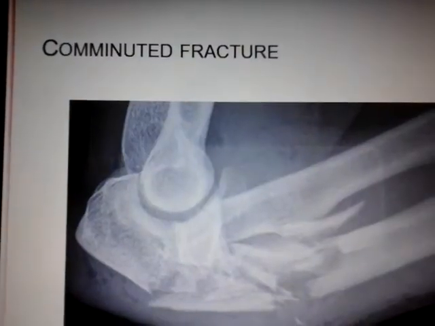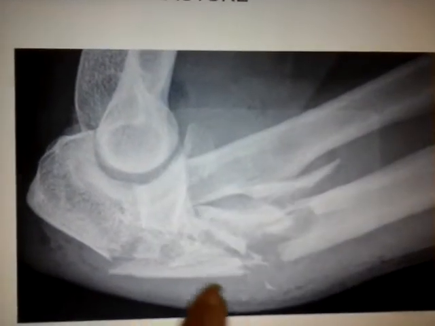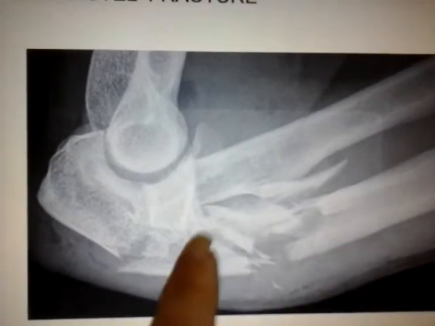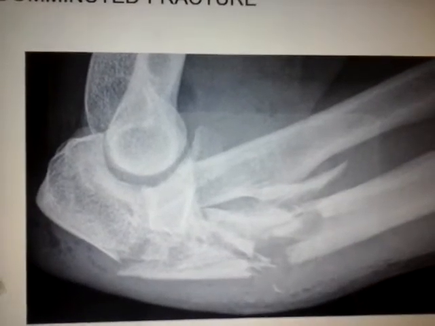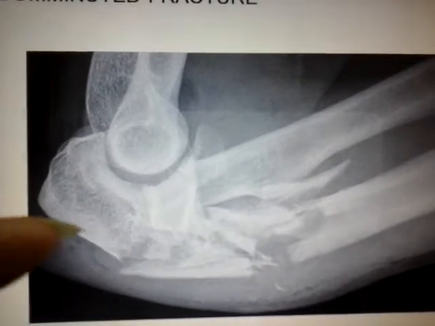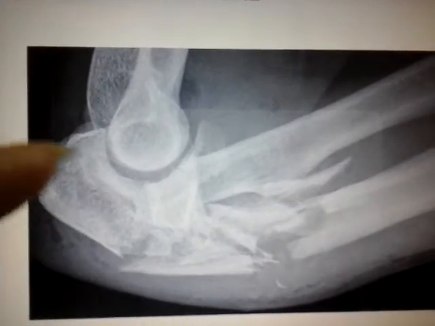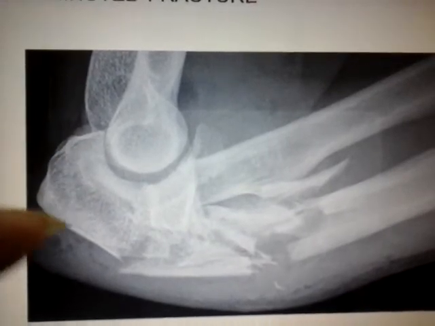And if you think that one's bad, the worst one you can have is this thing called a commutative fracture. Okay? This is when the bone is shattered. You can see here how the bone now has little pieces to it. Okay? We're looking at the elbow. This guy broke his elbow. Okay? This is the olecranon process. Okay? And then there is what you would call the elbow right there.